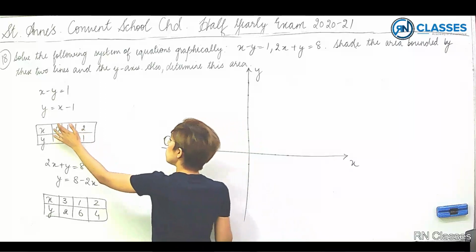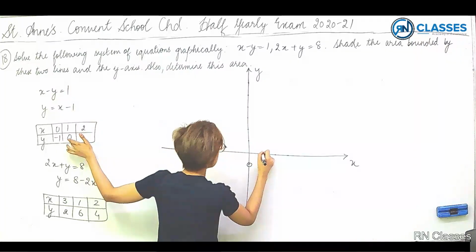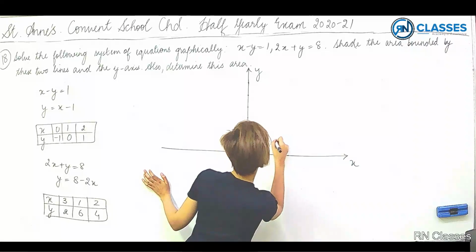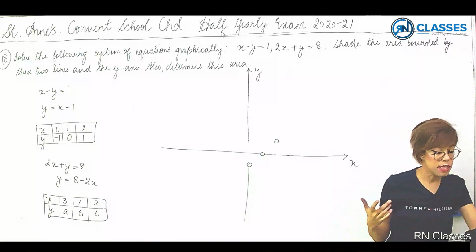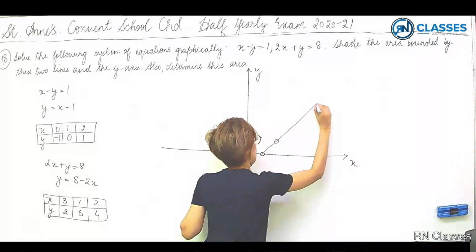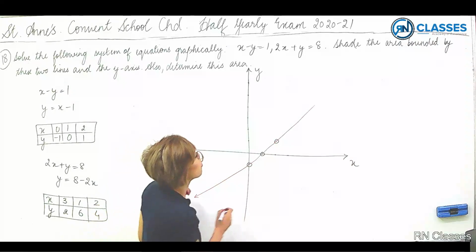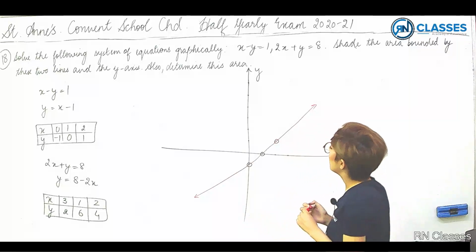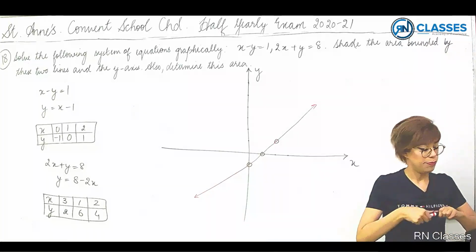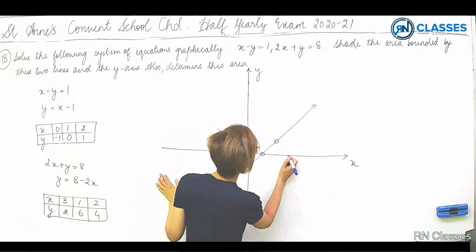So let's join. So 0 comma minus 1, so as in this point, and then 1 comma 0, so as in this point, and then 2 comma 1, as in this point. So my line would be something like this. Yeah. Since you will have the graph paper, it should not be an issue for you. Hopefully. Right. So next is 3 comma 2.